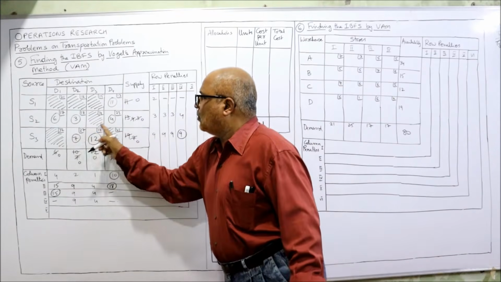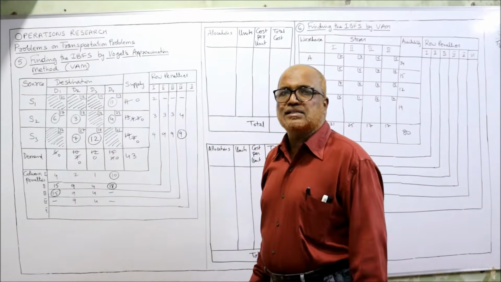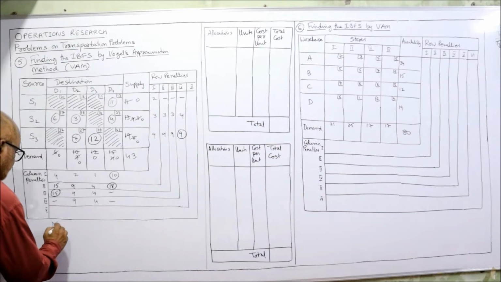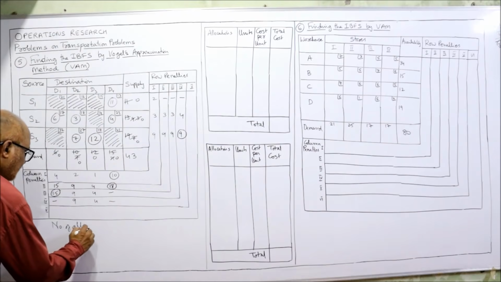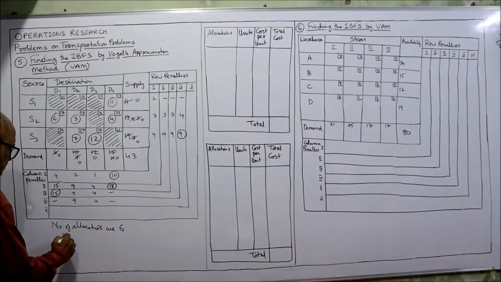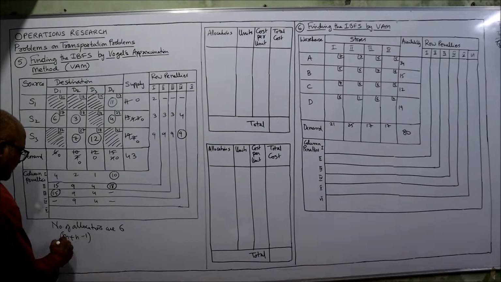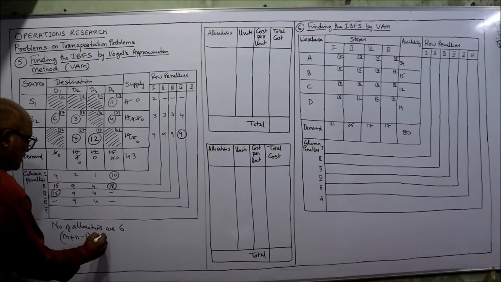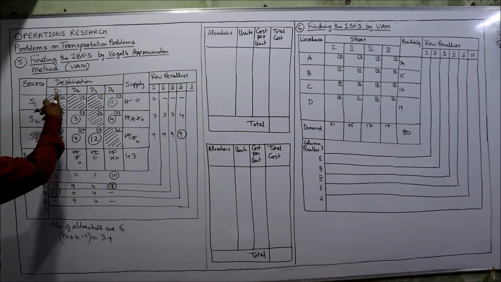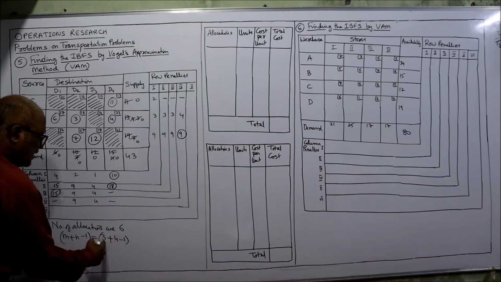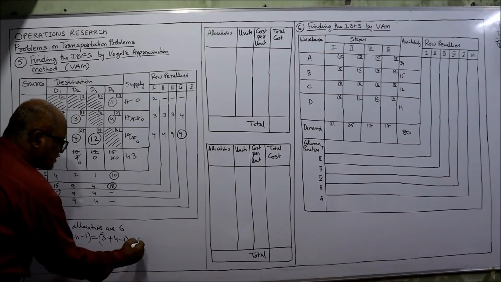1, 2, 3, 4, 5, 6. 6 allocations are there. So the number of allocations is 6. m plus n minus 1: m means the number of rows, 1, 2, 3 rows, plus n means the number of columns, 1, 2, 3, 4, minus 1. So 3 plus 4, 7, 7 minus 1, 6.